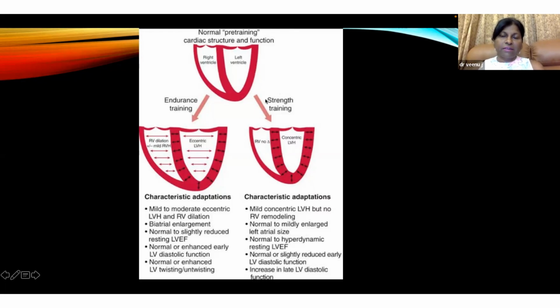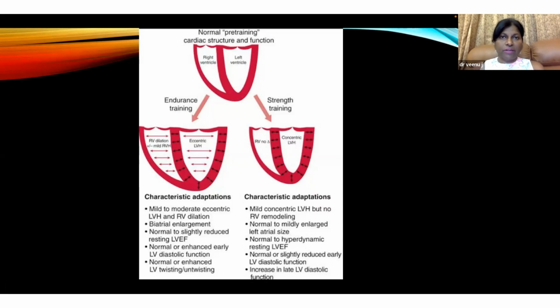When we look at strength training, that is, most of the gym goers, here it is mainly some amount of concentric left ventricular hypertrophy. RV is most of the times unaffected, and they will have hyperdynamic LV ejection fraction, and they may have a little reduced diastolic function. So these are the few subtle differences between a person who's strength training and endurance training, and most of the times it may be a mixture of both.